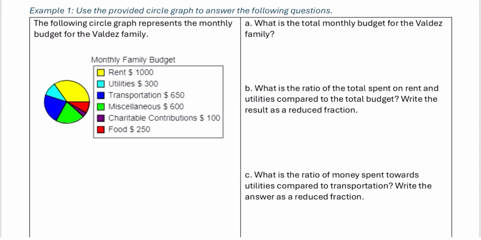In example 1, we'll use the pie chart to answer these questions. The following circle graph represents the monthly budget for the Valdez family. In part A, what is the total monthly budget for the Valdez family? Notice we have the different categories here in this table. Rent is 1,000, utilities 300, and so on. To find the total, we'll add those.